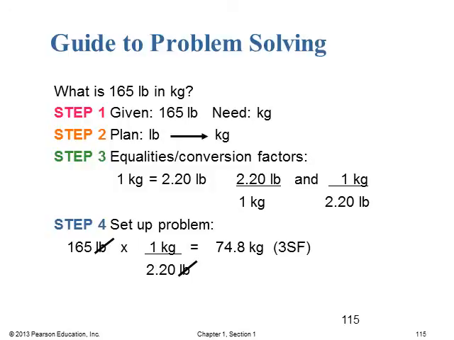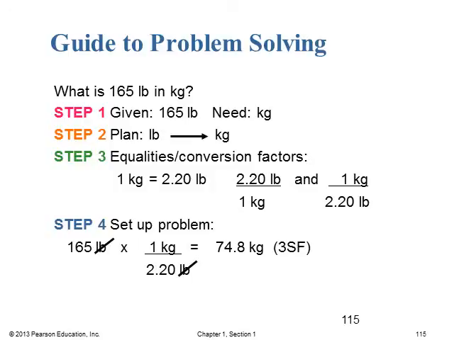So we use the equality of 1 kilogram is equal to 2.2 pounds. And so we set up our 2 different ratios that we could use, 2.2 pounds over a kilogram or kilogram over 2.2 pounds. Since we know we need to go to kilograms, we want our needed unit, kilograms, in the numerator. That means we would use the second conversion factor, 1 kilogram over 2.2 pounds. So we set that up, 165 pounds times 1 kilogram over 2.2 pounds, and we get 74.8 kilograms.